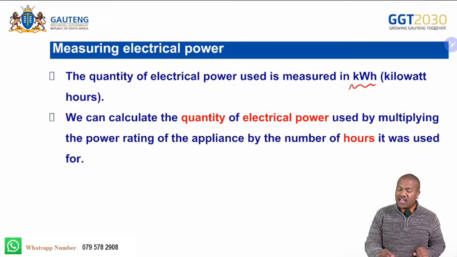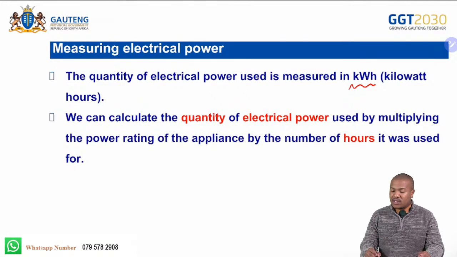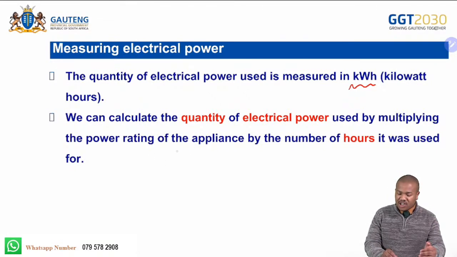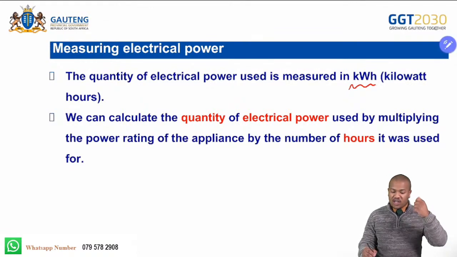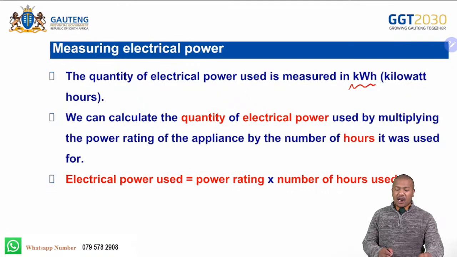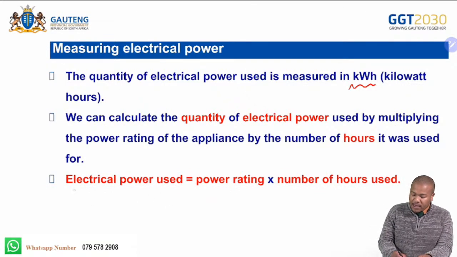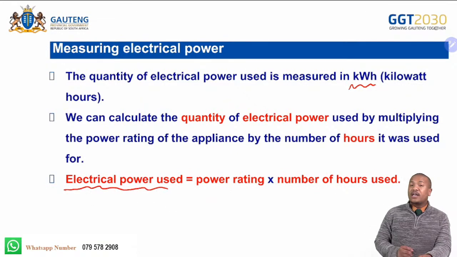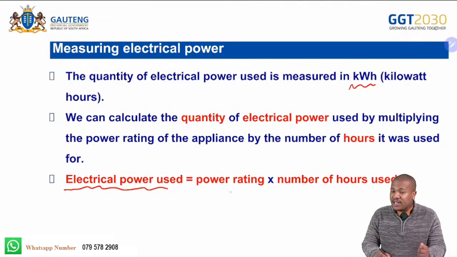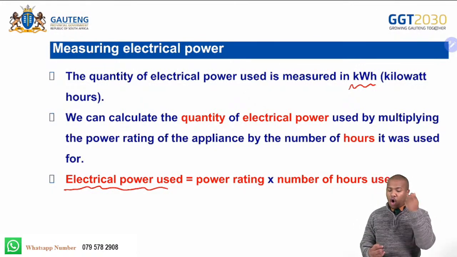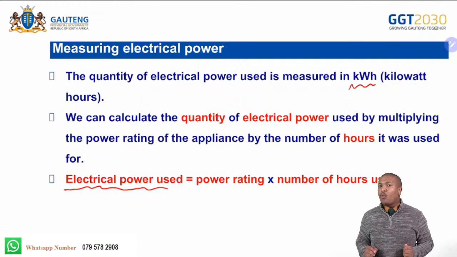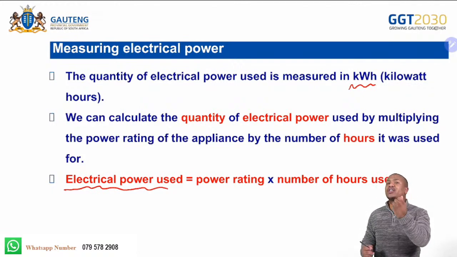So we can calculate the quantity of electrical power used by multiplying the power rating of the appliance by the number of hours it was used for. So in this formula, electrical power used is equal to power rating multiplied by the number of hours used. By power rating, we mean the number of watts or kilowatts.